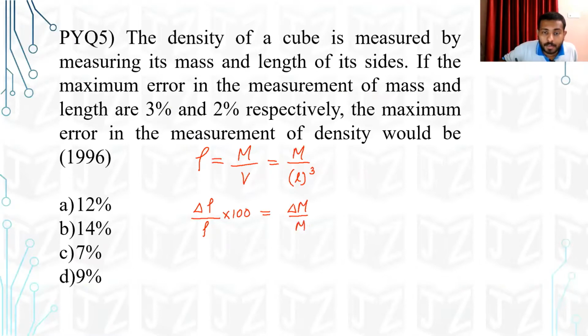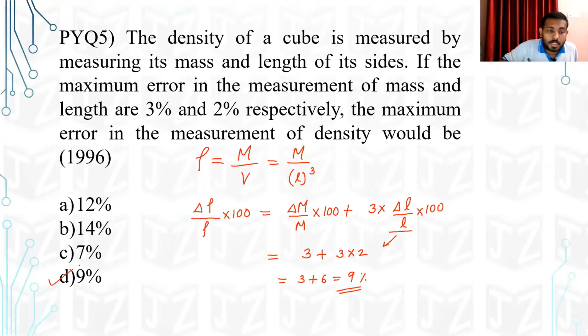delta m by m into 100 plus 3 into delta L by L into 100. And the percentage error for mass is given as 3, and for the length it is given as 2. Therefore, 3 plus 6, that is equal to 9 percentage. So option D is the correct answer.